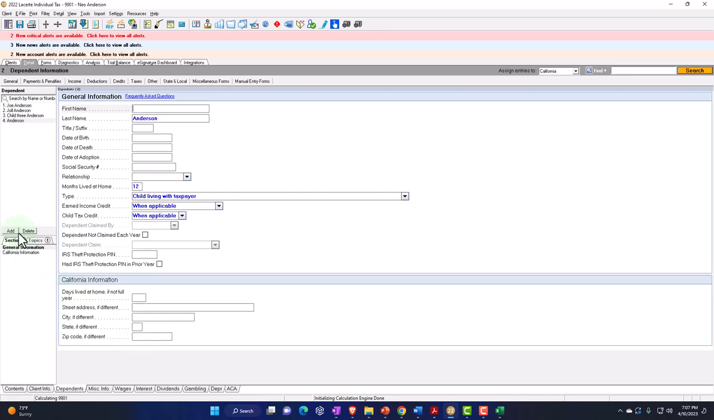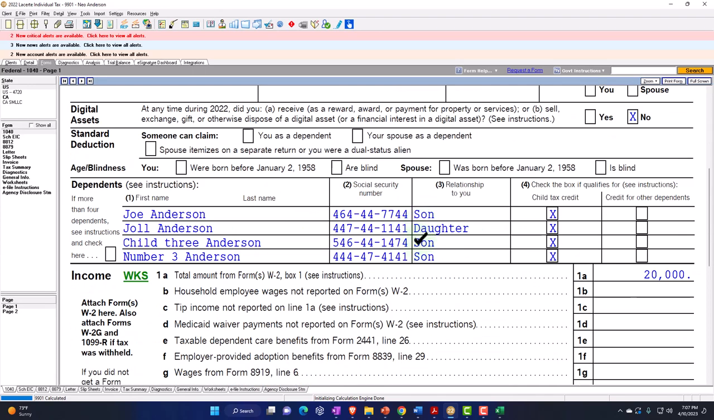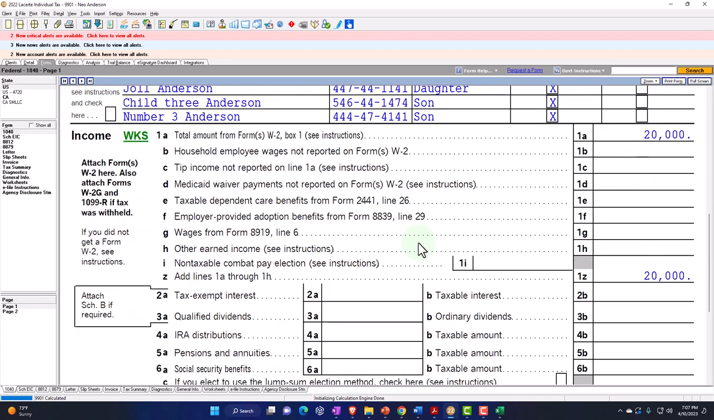These kids are already driving me crazy. One more is not gonna hurt. All right, so now we got four kids, still head of household, and four kids over here. It's just ridiculous, a madhouse.